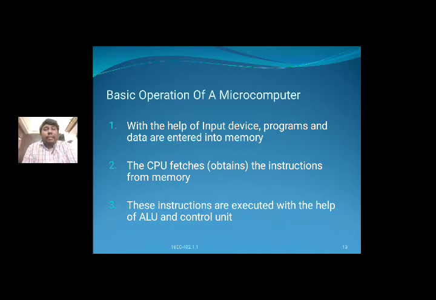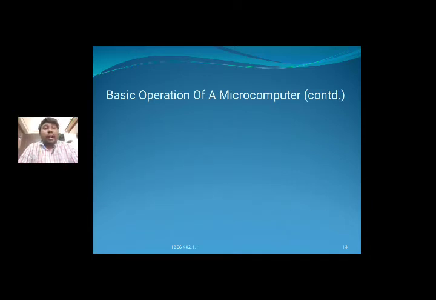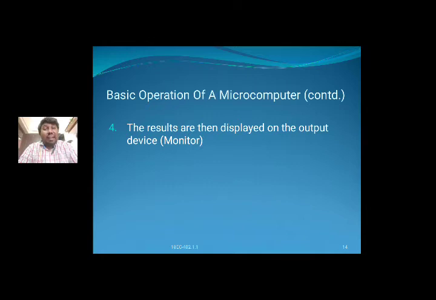The second point is, the CPU fetches or obtains the instructions from the memory, and these instructions are executed with the help of the ALU and control unit of the CPU. And the next point is, the results are then displayed on the output device. That means after execution of the function in the computer, the output is displayed on the monitor.